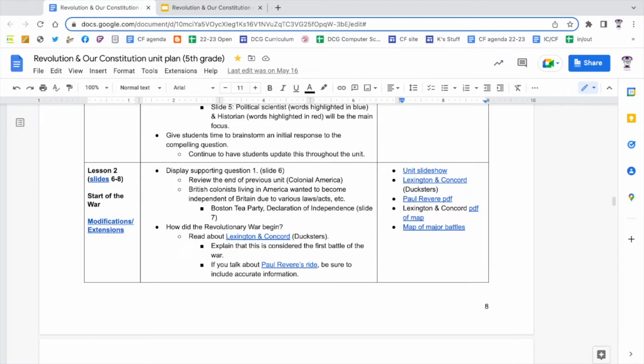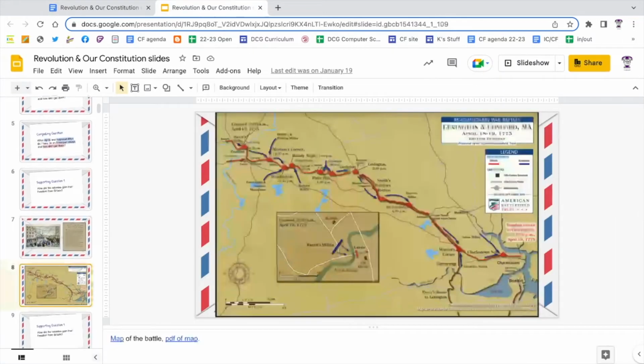It might be kind of fun to talk about some of the inaccuracies in all of the folklore surrounding Paul Revere's Midnight Ride. In this lesson, you get to explore a battle map of Lexington and Concord, so this might be one that students haven't seen before. You can explore the legend and understand what the arrows mean and the red marks and the little battle symbols.